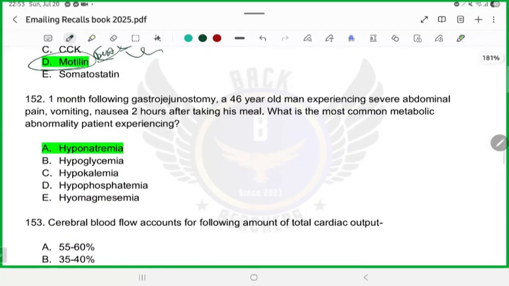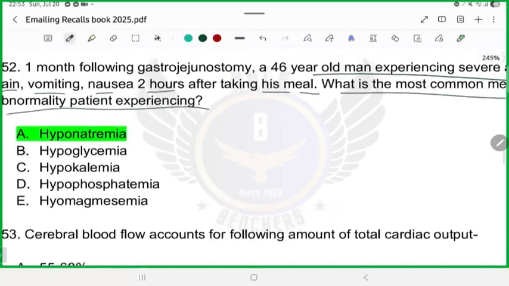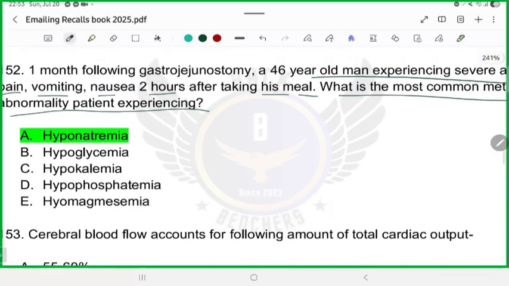Memorize this question. One month following gastrojejunostomy, a 46-year-old man is experiencing severe abdominal pain, vomiting, nausea after 2 hours of taking his meal. What's the most common metabolic abnormality the patient is experiencing? Guys, in case of a gastrojejunostomy, patients mostly experience hyponatremia.